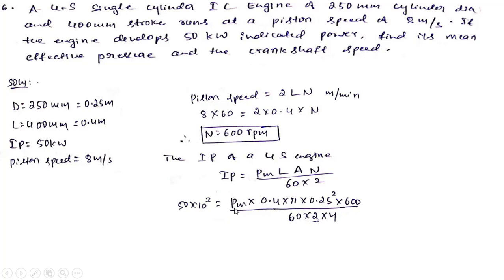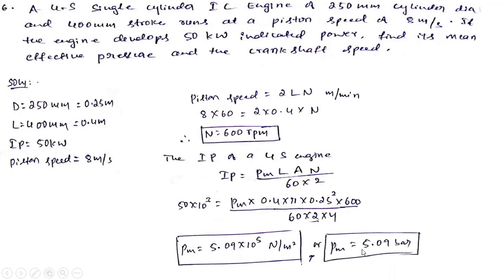Then you will get the value of mean effective pressure PM. So mean effective pressure PM is equal to 5.09 into 10 power 5 Newton per meter square, and you can even express this mean effective pressure in terms of bar, that will be 5.09 bar. Yes, we got the crankshaft speed, that is engine speed N, and we got the mean effective pressure PM as 5.09 bar in this step. So this is the way of calculating engine speed and the mean effective pressure. This is regarding this problem.